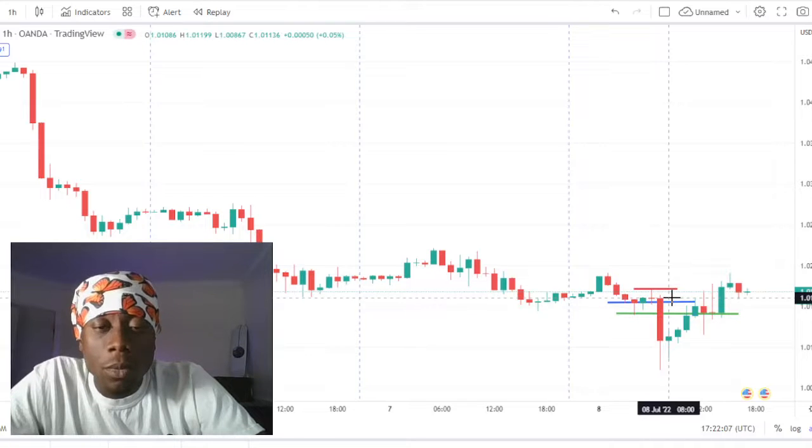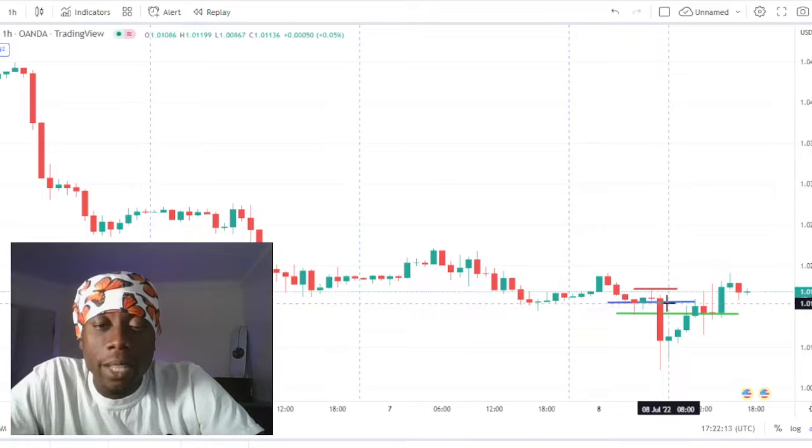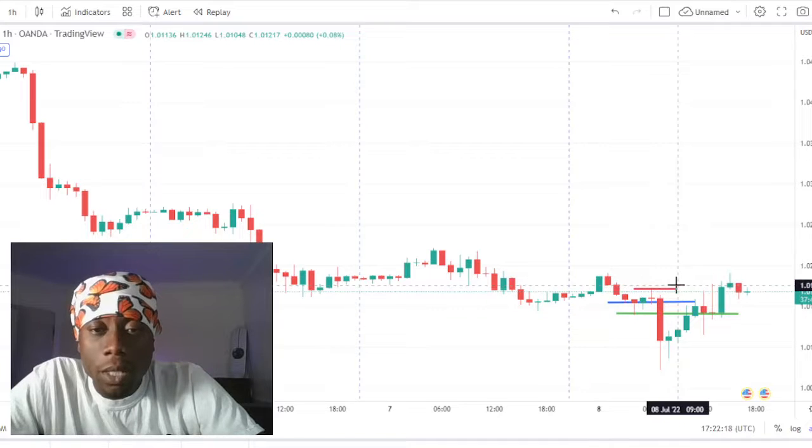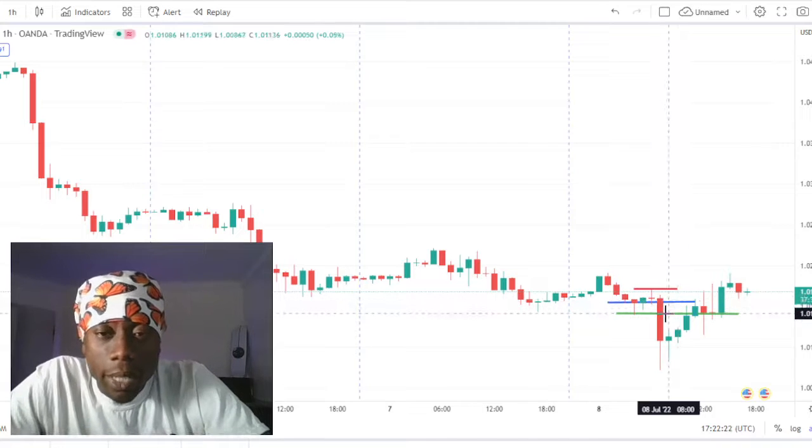It mostly just comes down to the fact that it was a wick and it failed to hold price above, and that indicated to me that there was a potential to set a stop above this level right here and see if the market is going to be able to come back down to retest this previous support level.